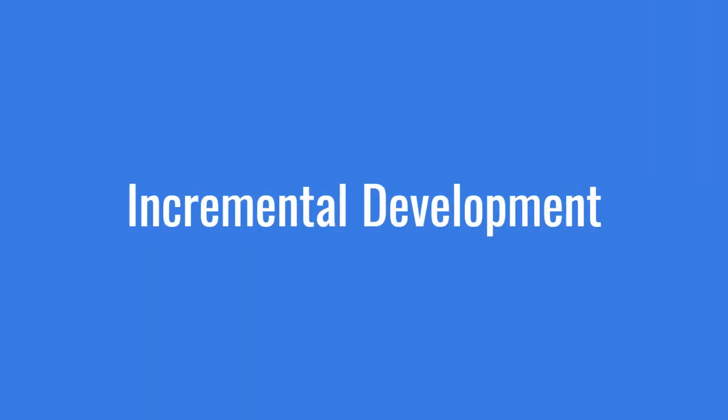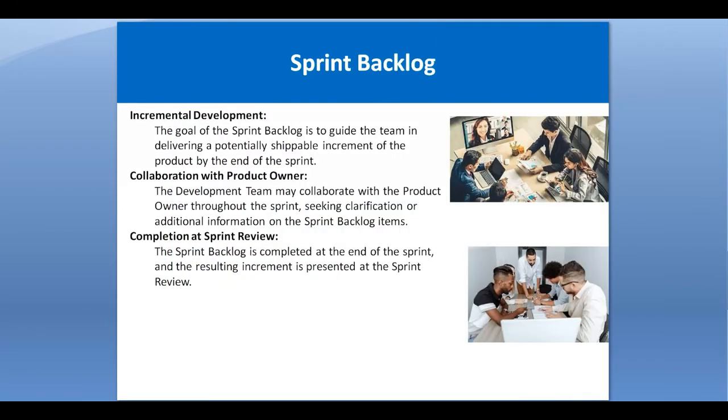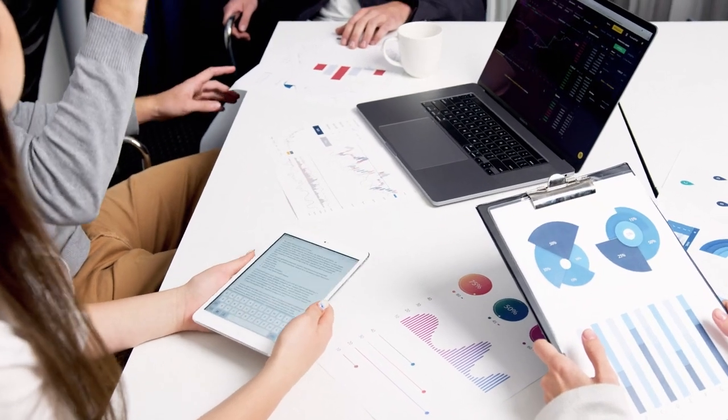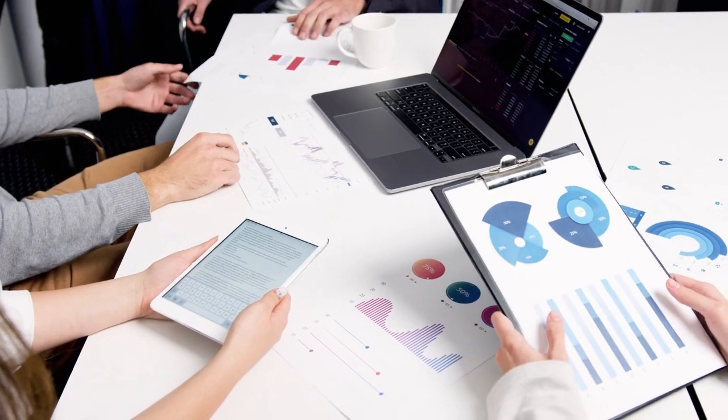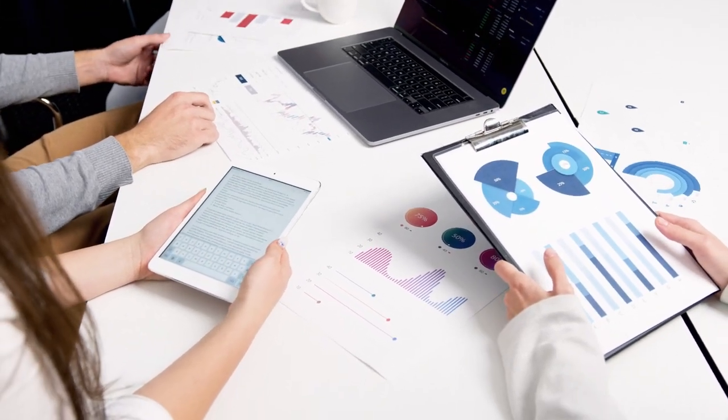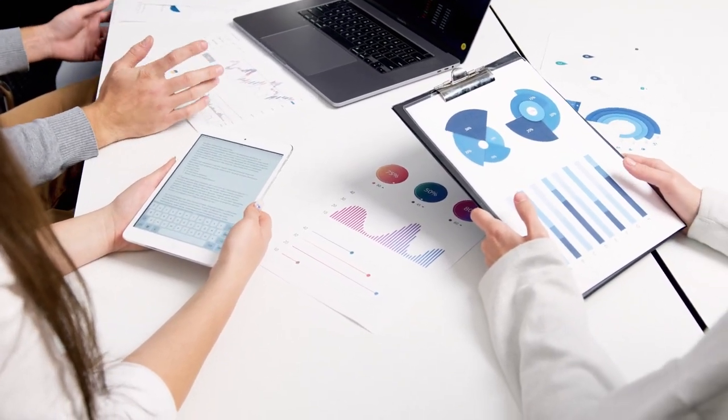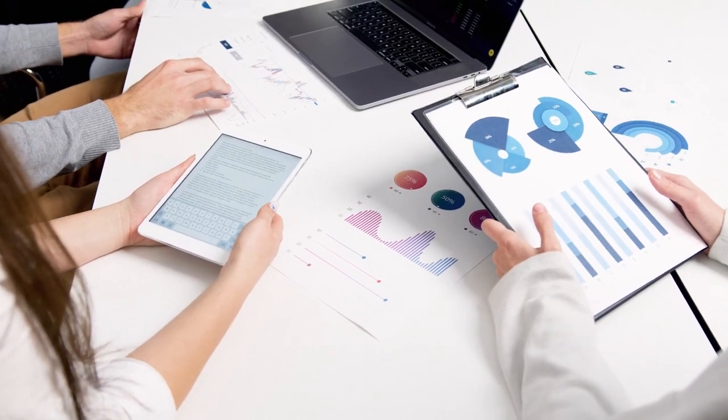Incremental development means the goal of the sprint backlog is to guide the team in delivering a potentially shippable increment of the product by the end of the sprint. So once the sprint ends, it will add functionality to the working software.